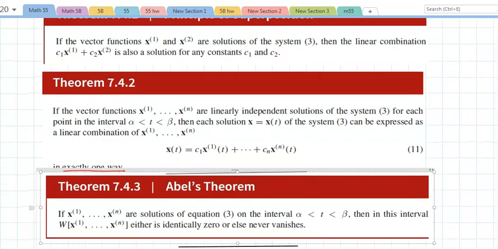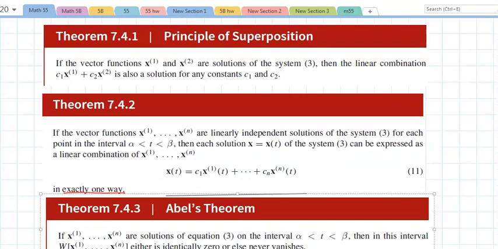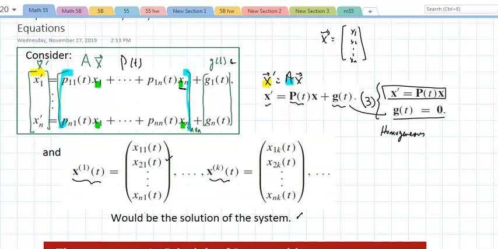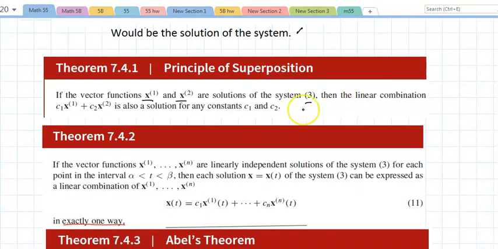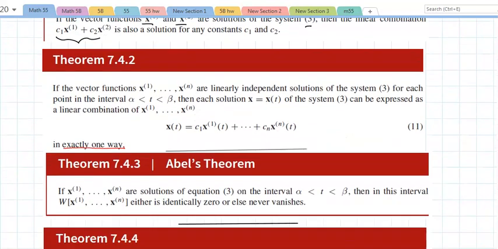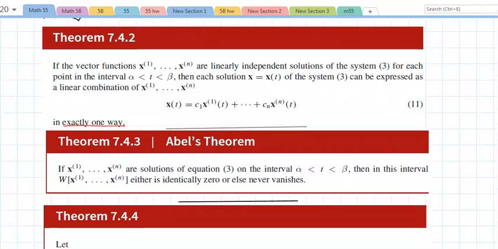Principle of superposition, just like we did back in chapter 3. It says if vector functions x1 and x2 are solutions to system 3, being this right here, then the linear combination c1 times x1 plus c2 times x2 is also a solution, kind of like any combination of those would be a solution as well. So they're repeating what we did, but they're using theorems in linear algebra.